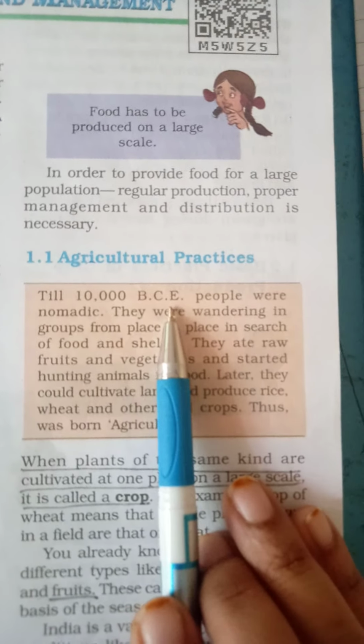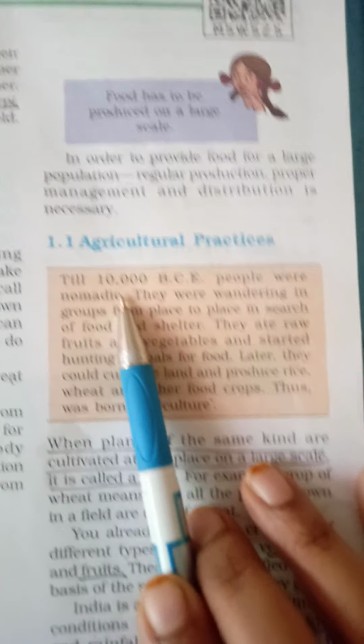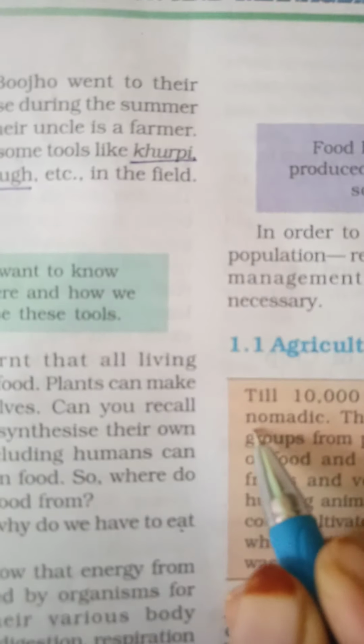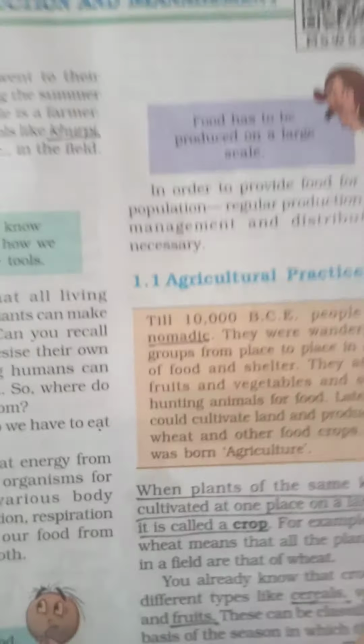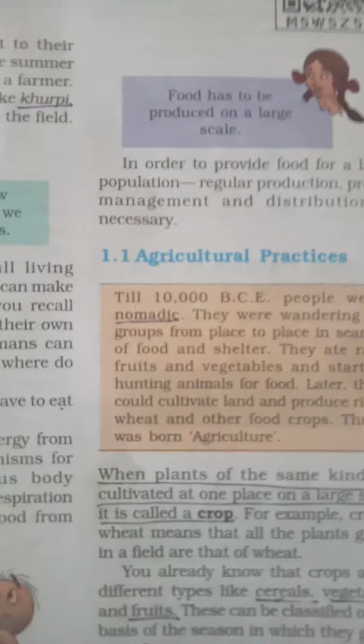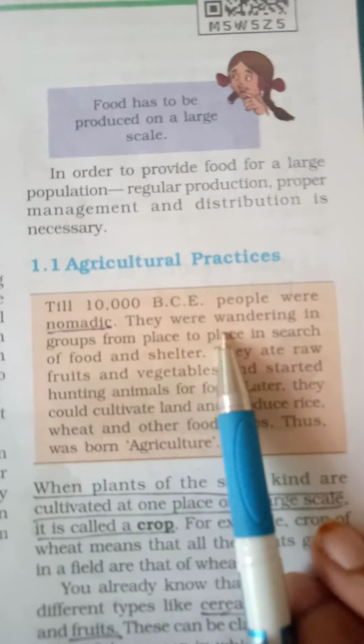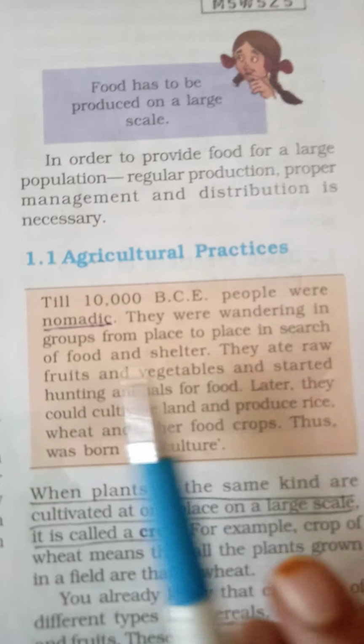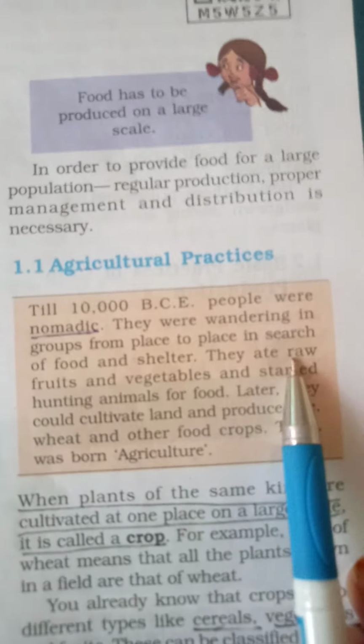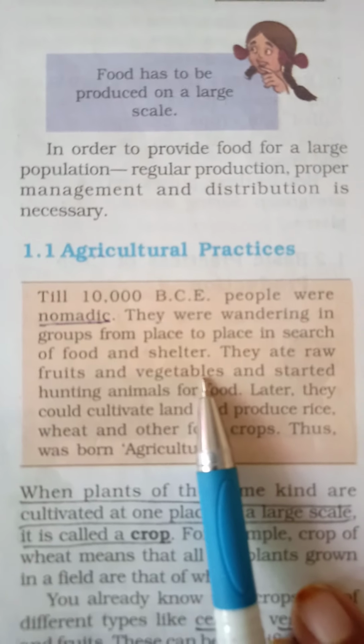Till 10,000 BC, people were nomadic. Here nomads refer to one who doesn't have a home, a house, and moves around, simply changes its place again and again. They were wandering in groups from place to place in search of food and shelter. They ate raw fruits and vegetables.